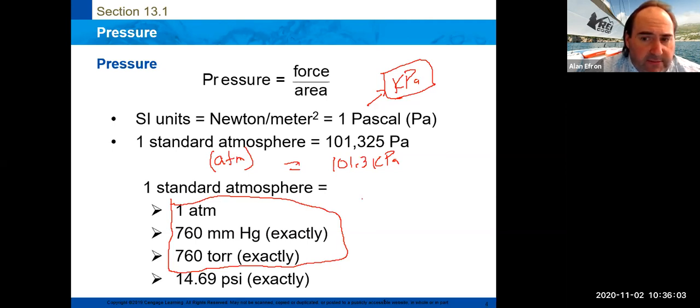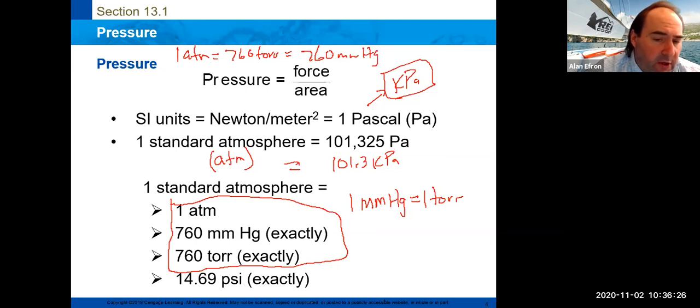One important relationship is that a millimeter of mercury is a one-to-one relationship with a torr. And 1 atmosphere equals 760 torr and equals 760 millimeters of mercury. So this 760 number is a really important number. It's your conversion factor to go between these basic units.